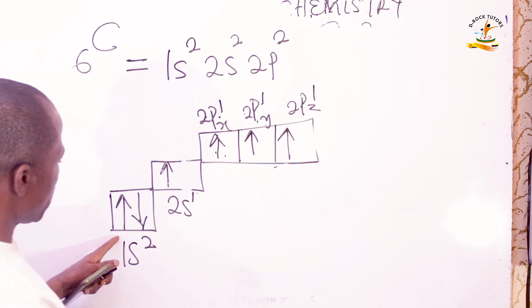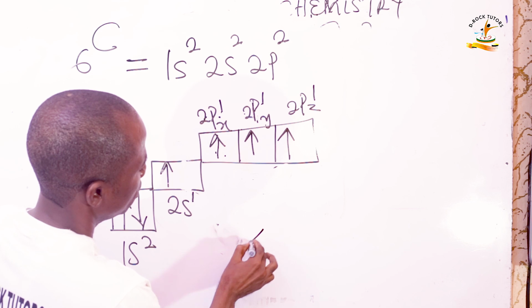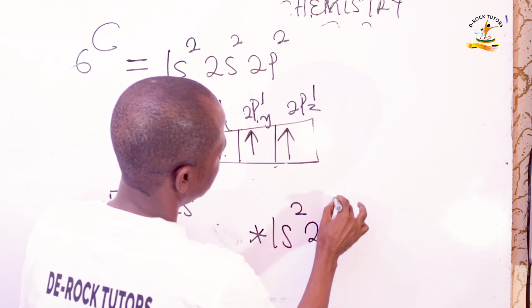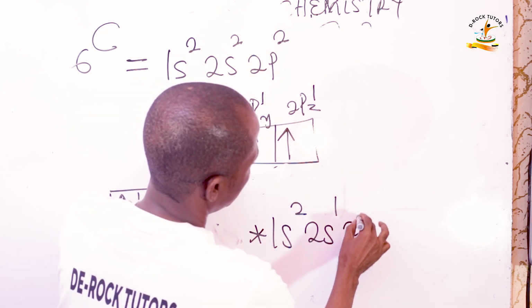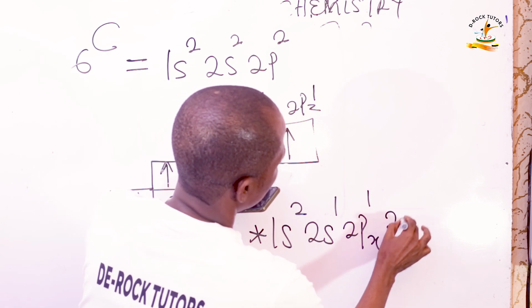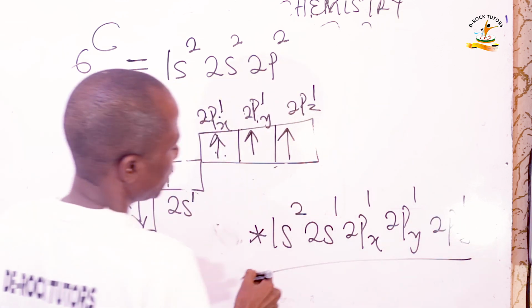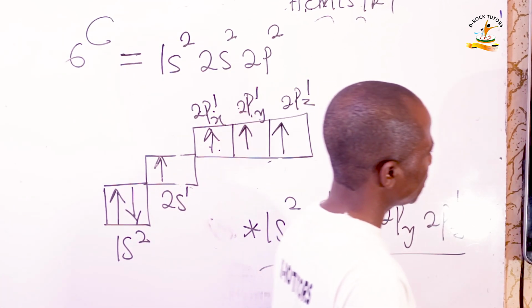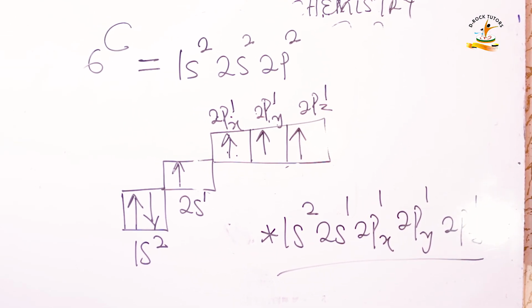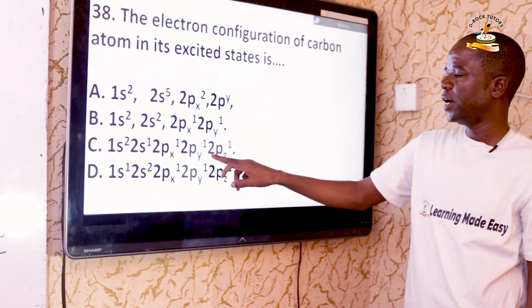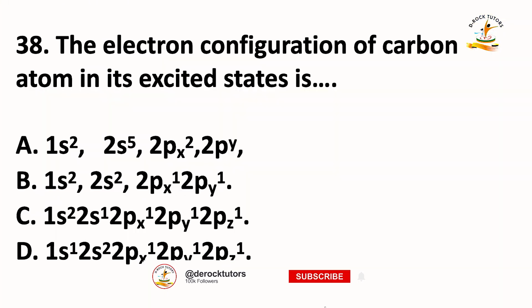So the correct answer will now be 1s2, that's for this, then 2s1, and then 2px1, then 2py1, and finally 2pz1. That is the correct answer. And if you take a look at the options here, which options satisfy that? Let's see. 1s2, 2s1, 2px1, 2py1, and 2pz1. Absolutely, that's option C. So the correct option for number 38 is C.